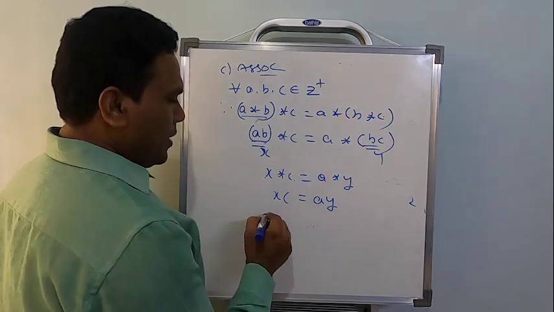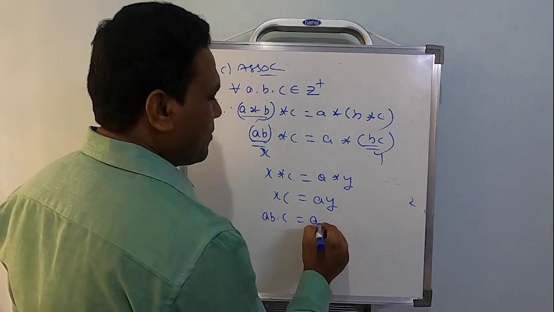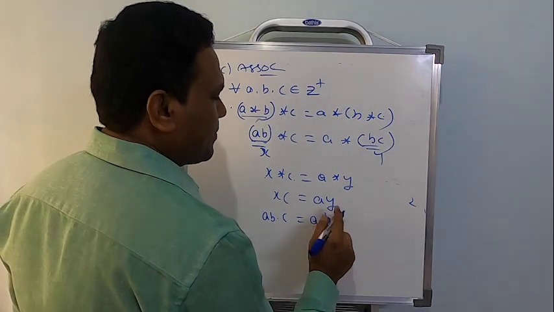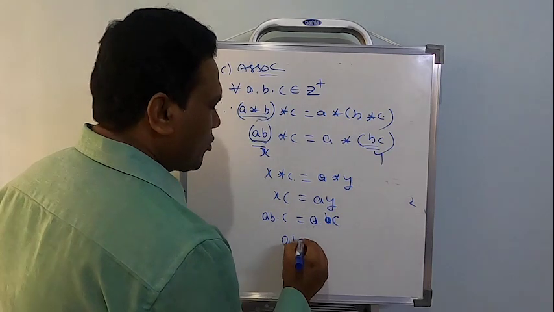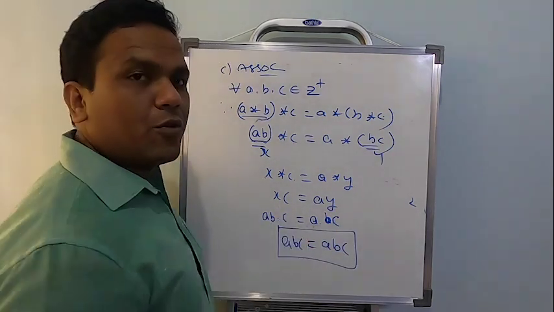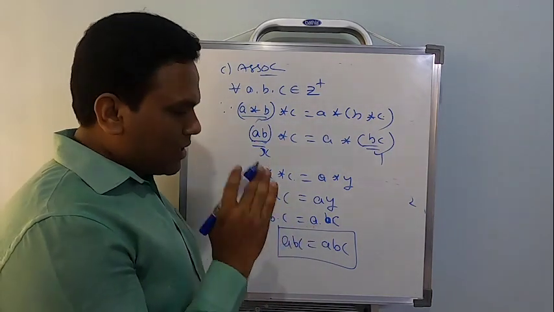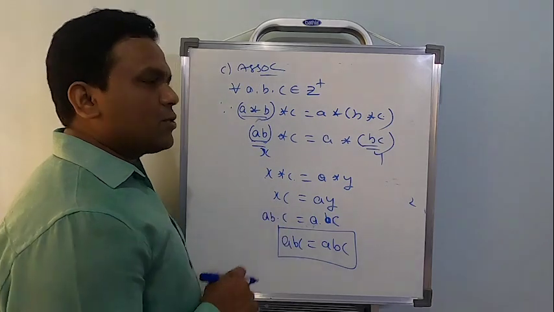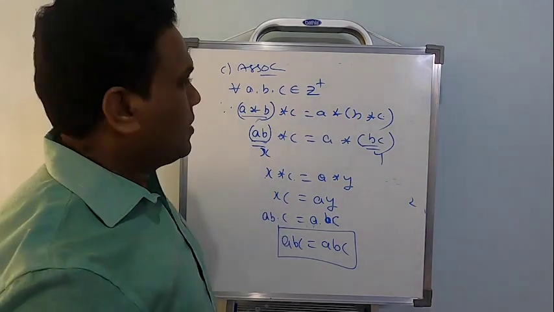Substitute for x and y. What was x? It was ab, multiplied by c, and a multiplied by bc. Correct? What element are you commonly getting on both sides? abc equals abc. Of course, it will be true. Take three positive integers and check with an example, then also it's going to be true. But I suggest you practice this general way of writing. Clear, students?